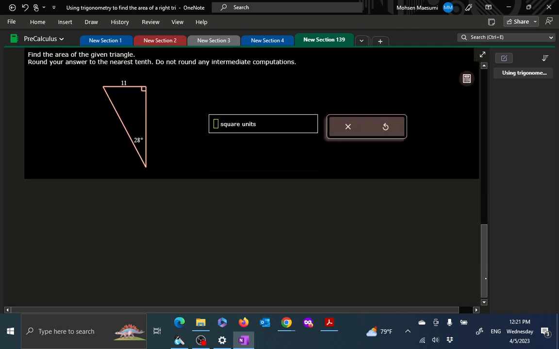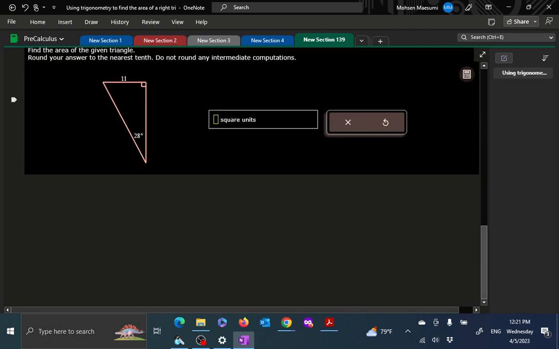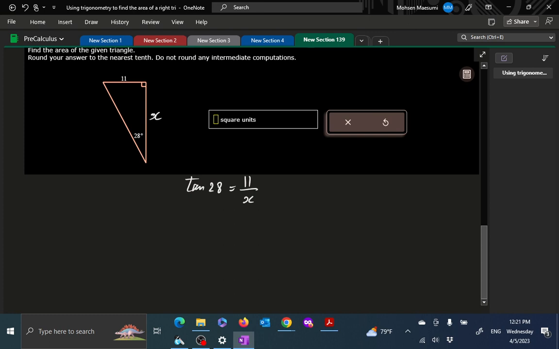In this case, let's call this one x. So tangent of 28 will be 11 divided by x. So x becomes 11 divided by tangent of 28.